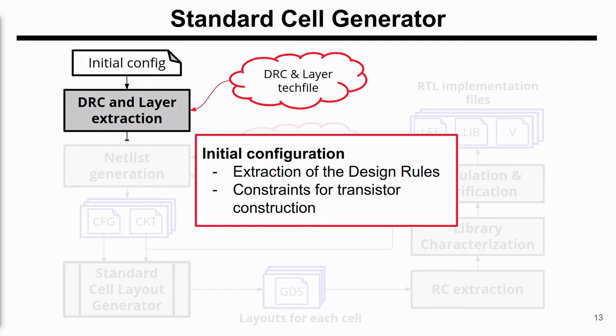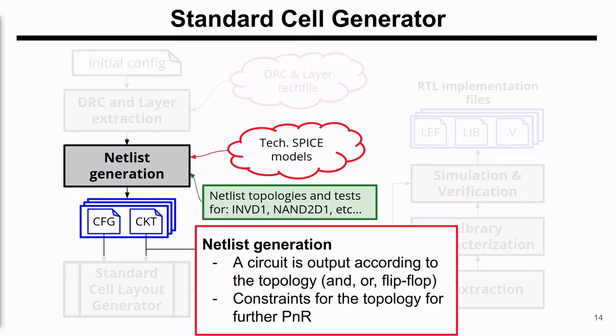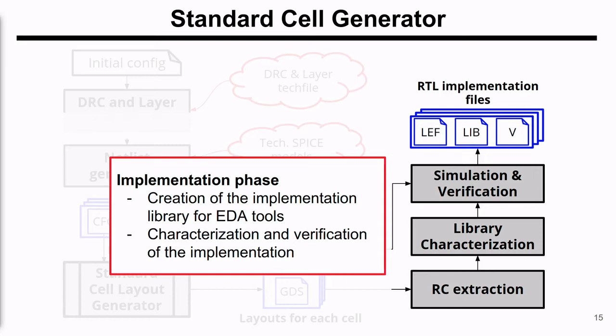First, an initial configuration is performed, which contains the number of tracks, defining the standard cell height. Along with this step, an extraction is performed to list and save relevant design rules for the standard cell layout generation. Next, we generate the netlist of the standard cells. In this step, the scripts perform several simulation cases to define the sizes of different transistors according to the topology. This will constrain the topology for place and route purposes. When we have the standard cell library, we characterize and verify it, and it is ready to be used in an EDA tool for placement and routing of VLSI circuits.